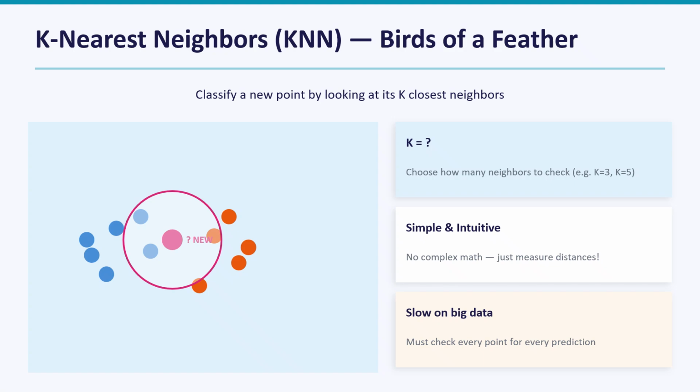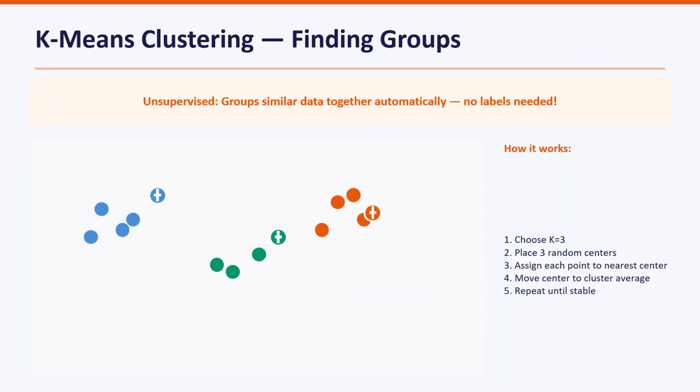The big question is, what value of k should you use? Too small and you're too sensitive to noise. Too large, you oversimplify. Typically, you test multiple values and pick the best one. KNN works well with small data sets but gets very slow on large ones since it checks every single data point for every prediction.